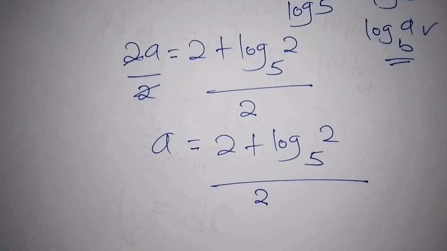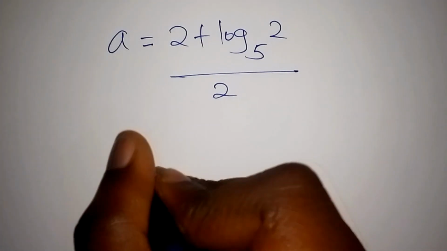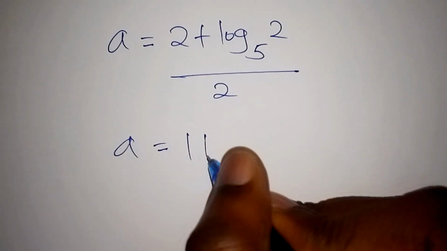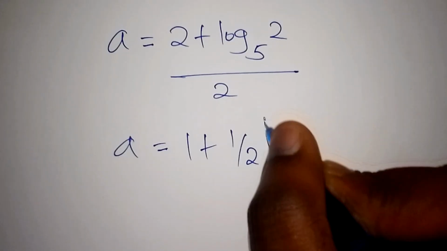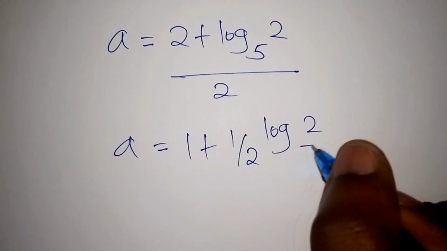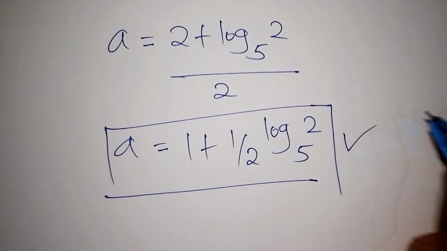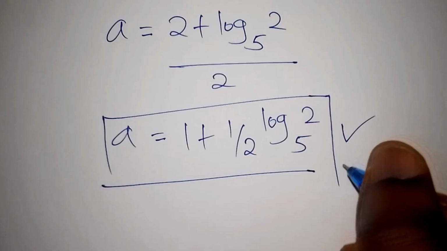When you simplify this maths problem, our value for a shall be, 2 by 2 cancels, so we have 1 plus, on this side, 1 over 2 times the log of 2 to the base of 5. So now this qualifies to be our correct answer.